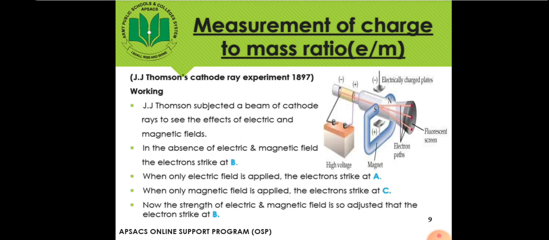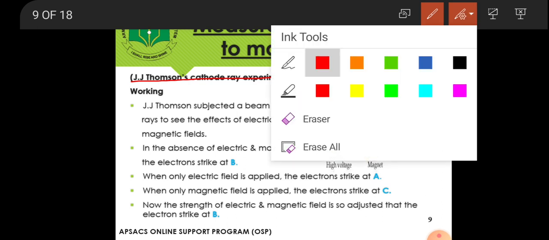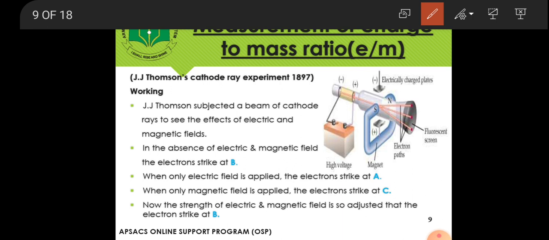Let's study the measurement of charge to mass ratio. This experiment was performed by J.J. Thomson. He measured the charge to mass ratio of an electron, that is, of the cathode ray. This experiment is known as the J.J. Thomson cathode ray experiment, and it was performed in 1897. Let's understand the instrumentation of this experiment.